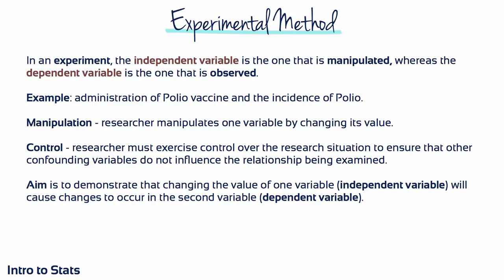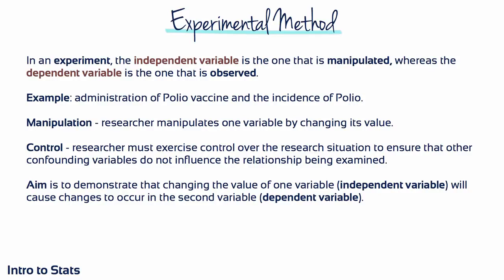To demonstrate a cause and effect relationship between 2 variables, researchers must use the experimental method. That's its goal. An experiment attempts to show that changing the value of one variable will cause changes to occur in the second variable. For example, is there a cause and effect relationship between administering the polio vaccine and the number of people in the population who have polio? In other words, does giving the vaccine cause a decrease in the incidence of polio?